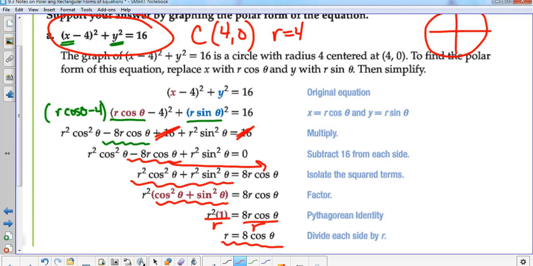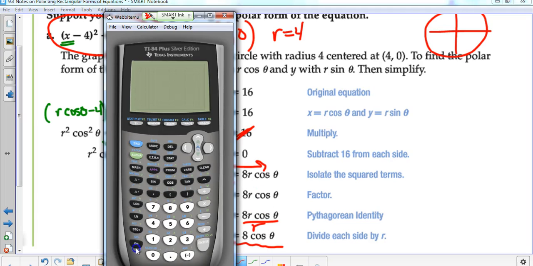Okay, I want everybody to be doing this. Calculator in radian mode, polar and radian. Window 0 to 2 pi. I'm going to go with negative 10 to 10 and negative 10 to 10.